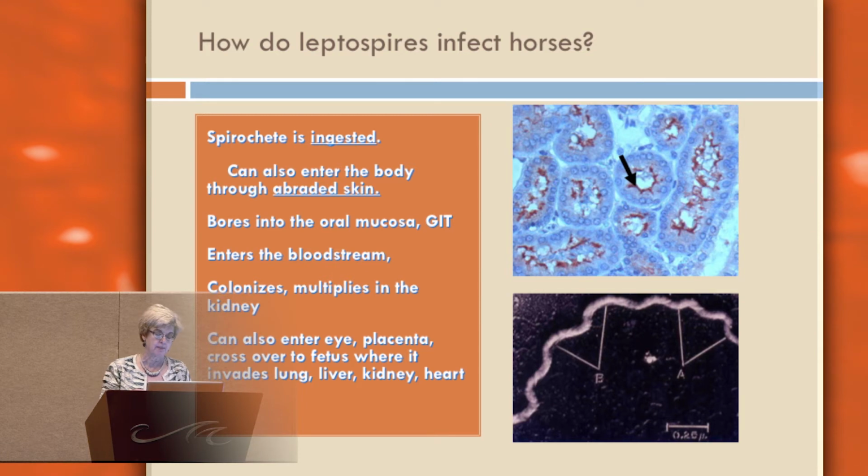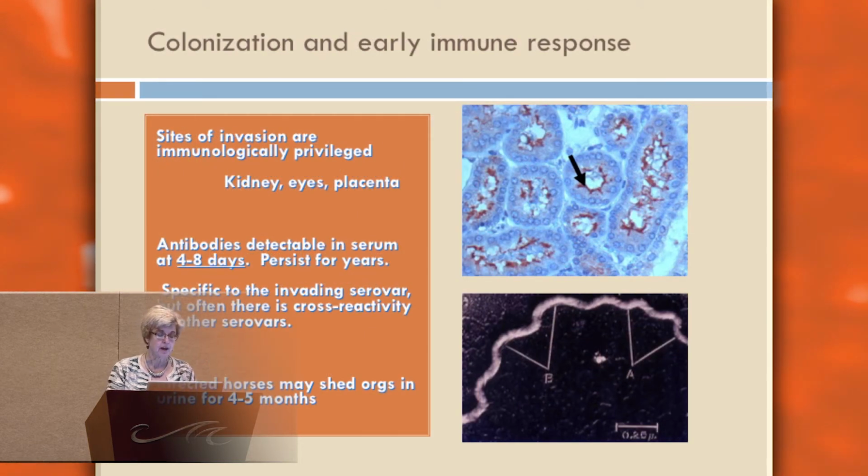And once it's inside the body, we certainly know it can enter the eye, the placenta, and it can cross over to the fetus. And once it gets inside the fetus, it goes crazy in there too. It invades the lung, the liver, the kidney, and the heart. Many of these sites of invasion are immunologically privileged. So that's one of the reasons why all these spirochetal diseases, syphilis, Lyme disease, leptospirosis, can be so havoc-wreaking and so difficult to control and often difficult to diagnose.